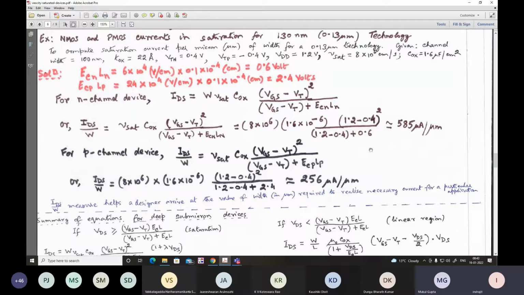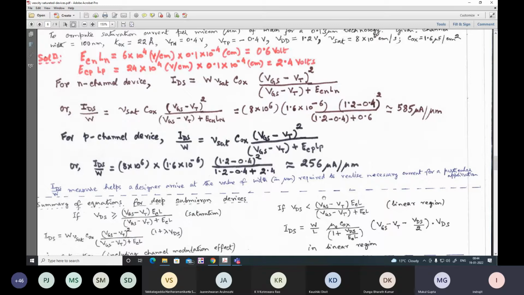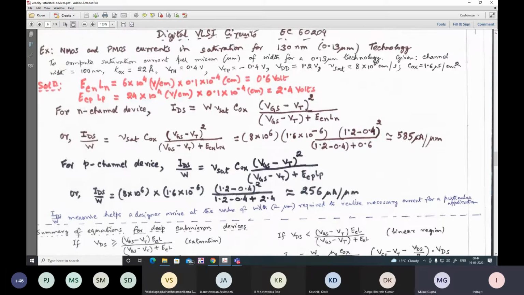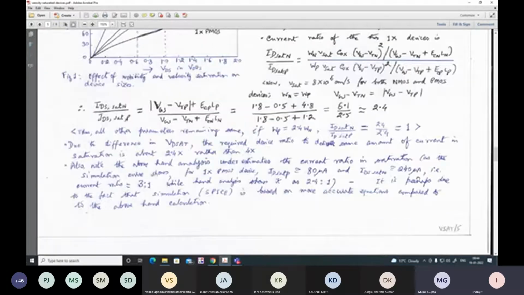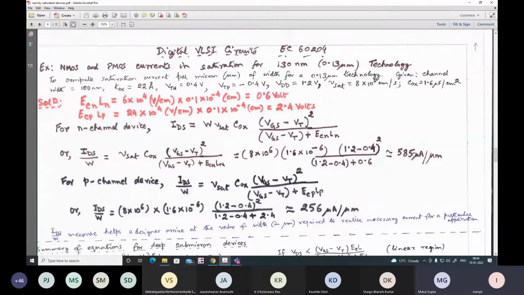You can see that for 130 nanometer, even by hand calculation, the hand calculation instructs us to increase the relative width of the PMOS device with respect to the NMOS by a factor of say 2.3. 585 by 256 is nearly 2.3. This you can verify, 2.258 or something. And for 180 nanometer, it instructs us to increase it by a factor of 2.4, whereas for 130 nanometer, it is 2.3. So 2.4 is not much different from 2.3.